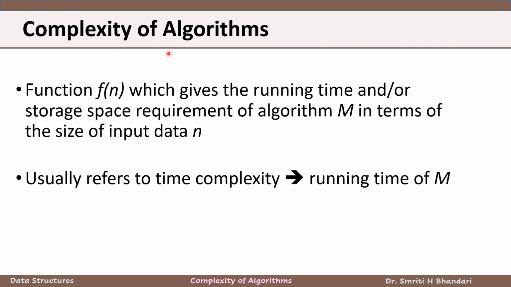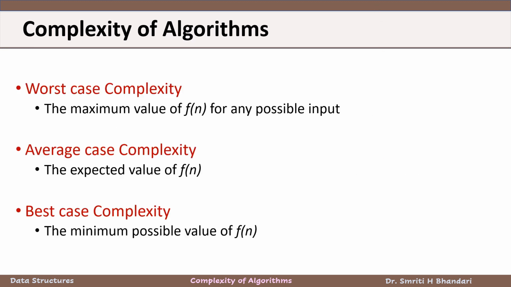So complexity of algorithms is given as a mathematical function f of n. So this function gives the running time and or storage space requirement of algorithm M in terms of the size of input data n. Usually, whenever we talk about complexity of algorithms, we refer to time complexity, which is the running time of algorithm M. So we may have worst case complexity, average case complexity, or best case complexity.